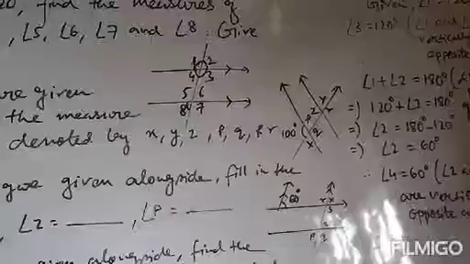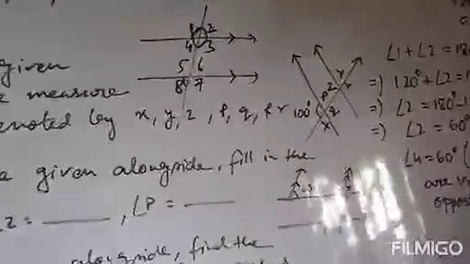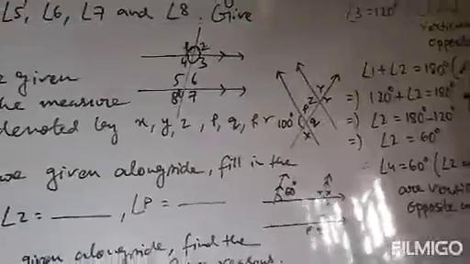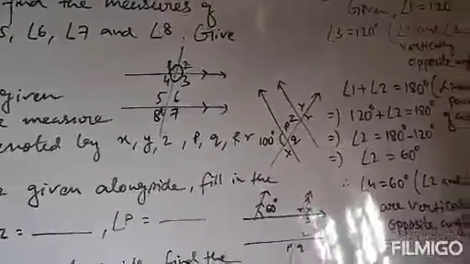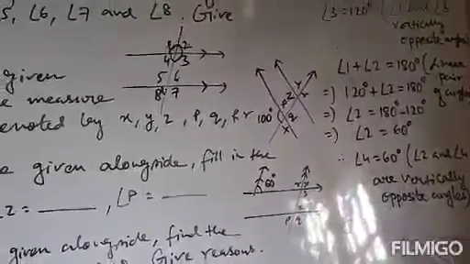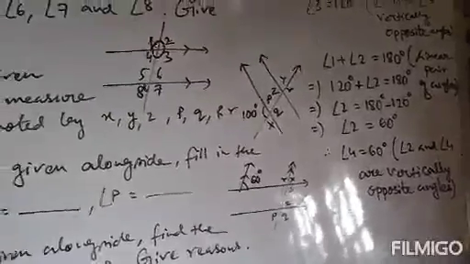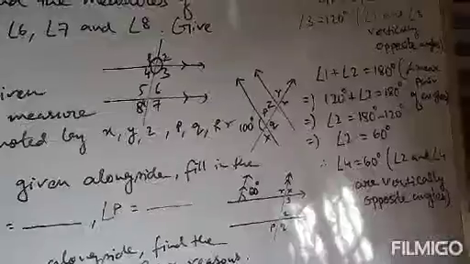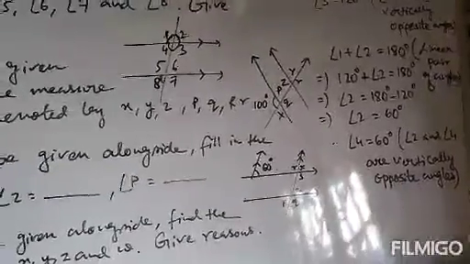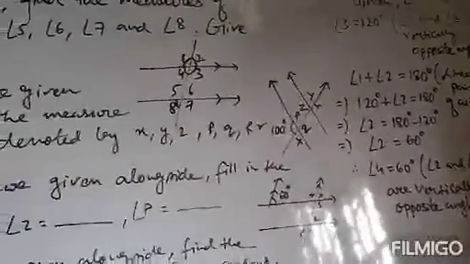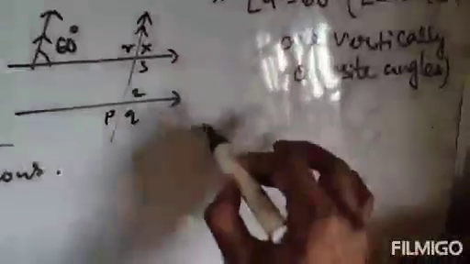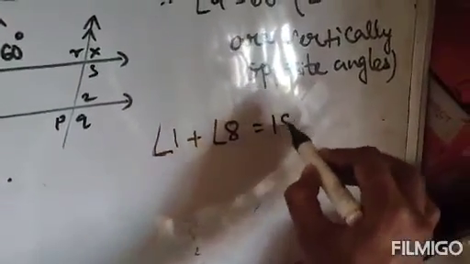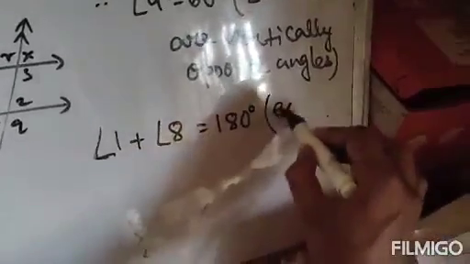Not only are they allied angles, but they are exterior allied angles because angle 1 and angle 8 are in the exterior portion and they are allied also. We know that the sum of exterior allied angles is 180 degrees, that means exterior allied angles are supplementary. So angle 1 plus angle 8 equals 180 degrees because they are exterior allied angles.